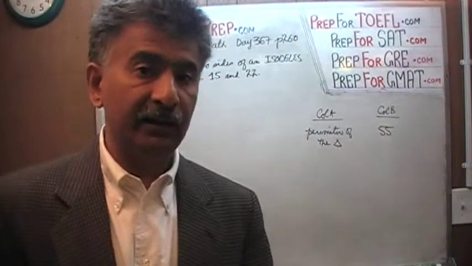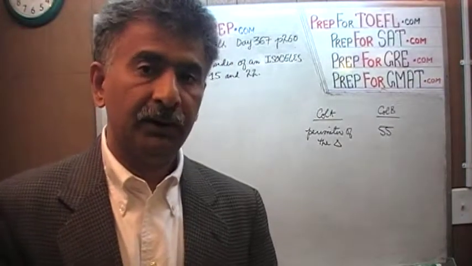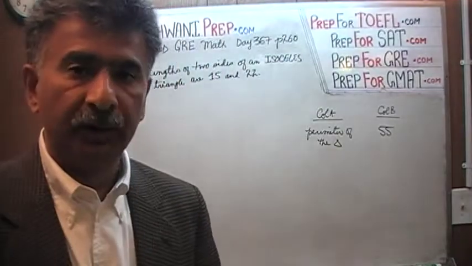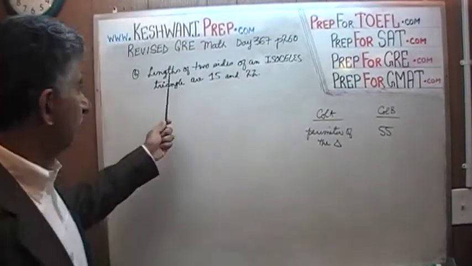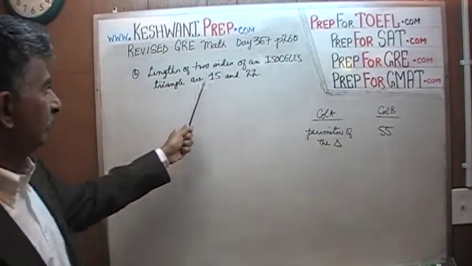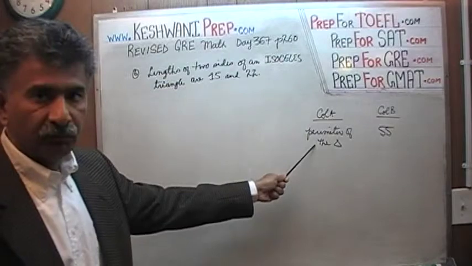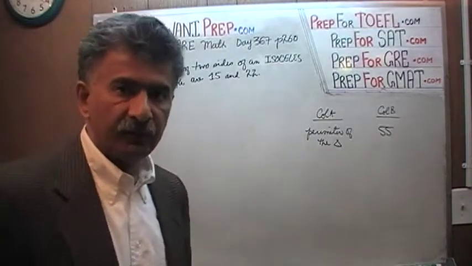The same exact problem can very easily appear as a quantitative comparison question. As a matter of fact, it did appear as a quantitative comparison question in one of the past exams. I'll tell you that one in a little bit. But this is how it appeared. So in the middle of the two columns, what you're being told here is that the lengths of two sides of the isosceles triangle are 15 and 22. The question is, how does the perimeter of this triangle compare to 55? It's a pretty straightforward, simple deal.